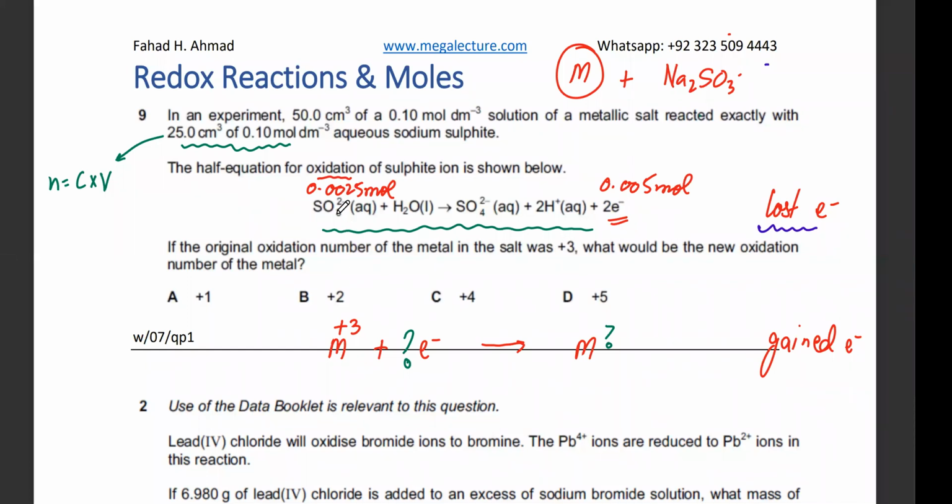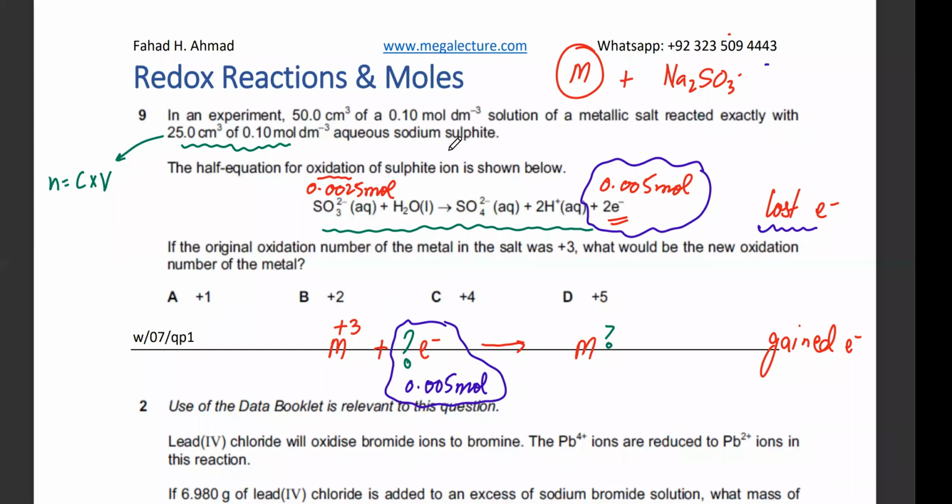So they gave us the moles of sulfide, and we figured out that these are the electrons that are being lost. And I told you that the number of electrons that are being lost and the number of electrons that are being gained must be equal. So how many electrons are being lost? 0.005 moles. So how many electrons should be gained? It's going to be exactly the same. It should be 0.005 moles. So I figured out the number of electrons that should be gained, because these two must be equal. Electrons lost, electrons gained, they must be equal.